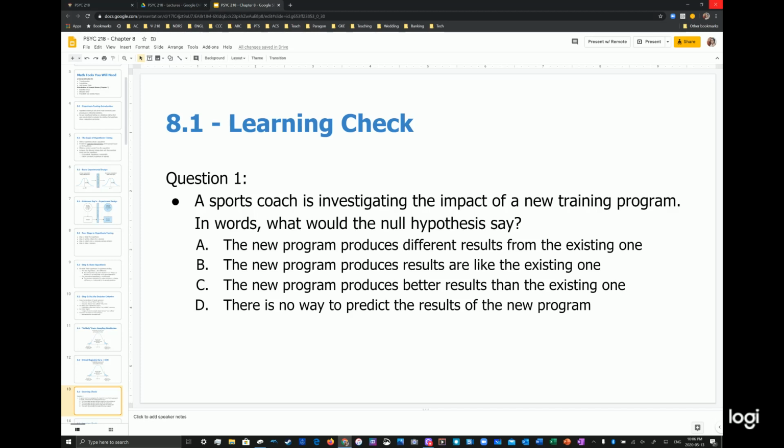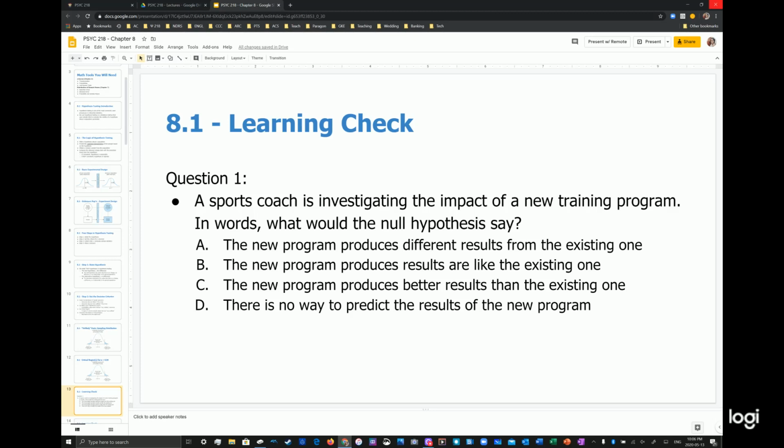We're going to focus on step 1 here. And the question reads like this. A sports coach is investigating, trying to figure out the impact of a new training program. So you can think what training programs are supposed to do. So using words then, what would the null hypothesis say? Again, there is an alternative or research hypothesis. We're practicing step 1 right now. The question is whether the training program works. And so there are two answers, two hypotheses. What would the null hypothesis say?